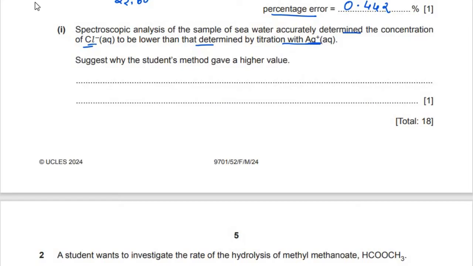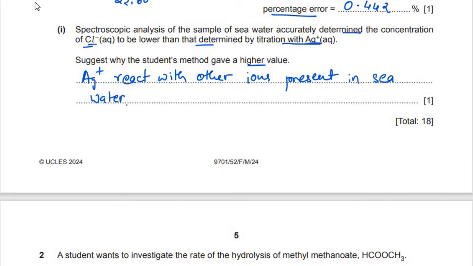Suggest why the student's method gave a higher value. So this is a reason. What we can write here is that the silver ions react with other ions present in seawater. So that's why the concentration of silver ions calculated was higher, and so we found the chloride ions concentration also higher. Actually it was lower. So this is how we will write, and here question 1 ends.